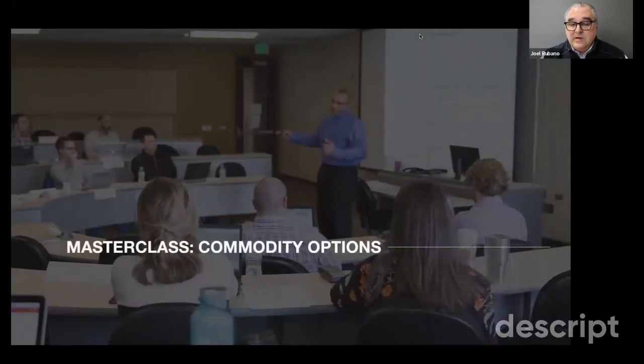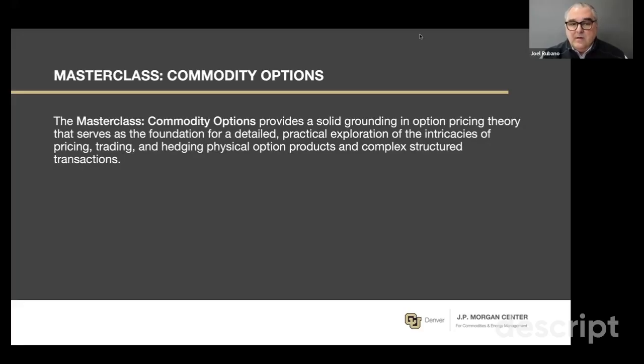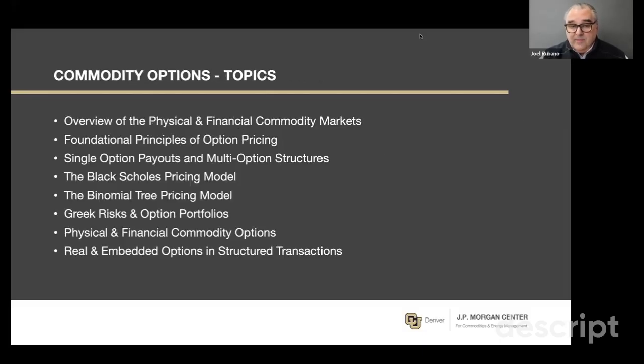The Masterclass Commodity Options provides a solid grounding in both theory that serves as a foundation for a detailed practical exploration of the intricacies of pricing, trading, and hedging physical option products and complex structured transactions. Options are the most complicated instruments that most people will experience as trading in the commodity markets. The 8 classes that comprise commodity options find a way to work through both the theory and the practice.